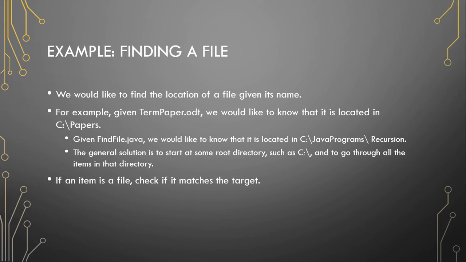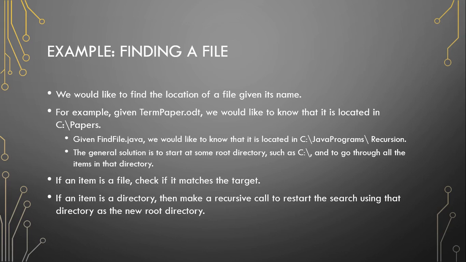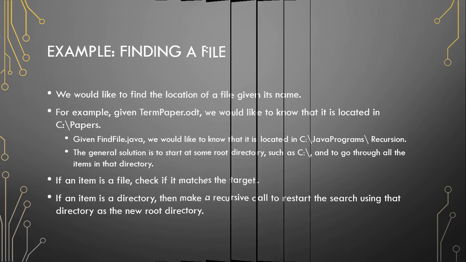If an item is a file, we'll check to see if it matches the target. If it's a directory, then what we want to do is make a recursive call to restart the search using that directory now as the new root directory.